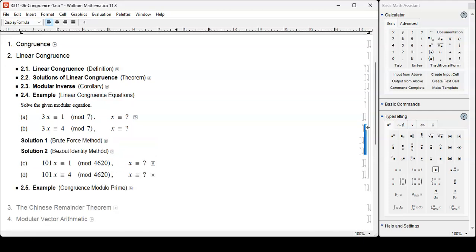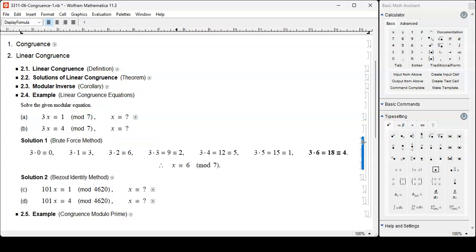How about the next problem? Well, you can use the brute force method again. 3 times 0 is 0, but nobody cares. 3 times 1 is 3. Again, that's not very important. There are 5 cases to check. As a matter of fact, there are 4 cases to check because we already did this. Well, in any case, we get 3 times 6 is 4.